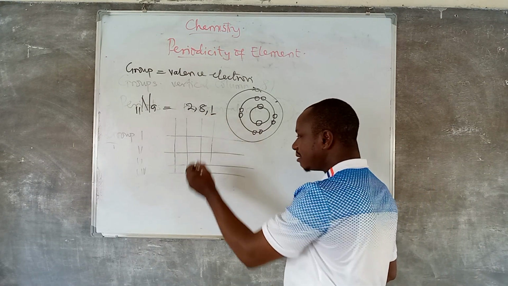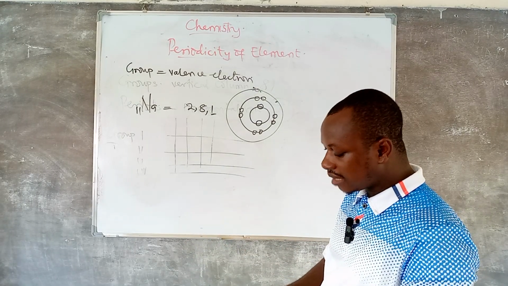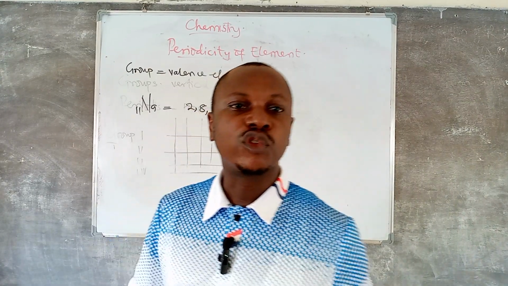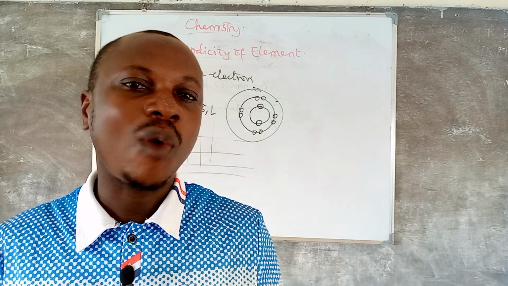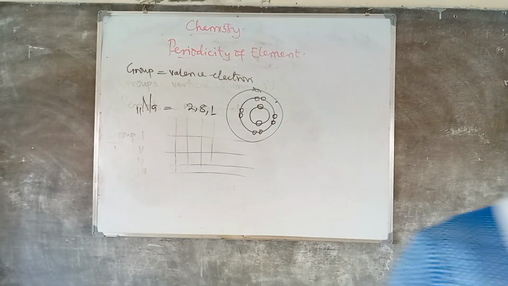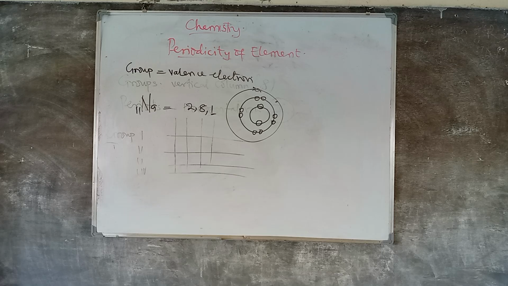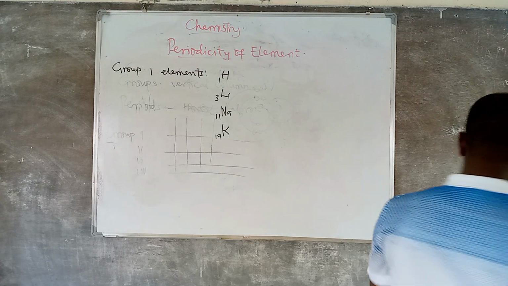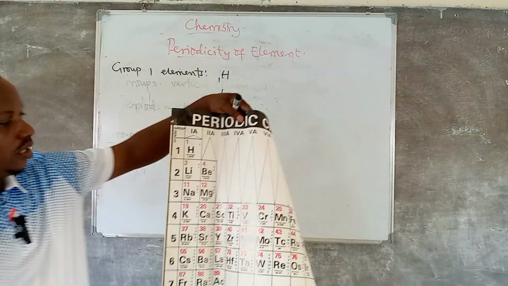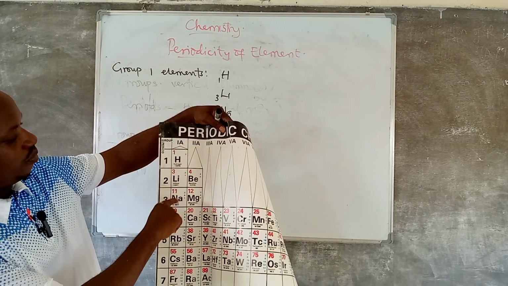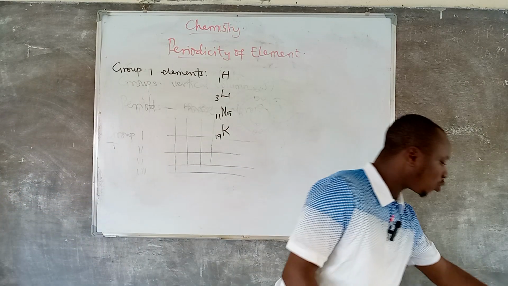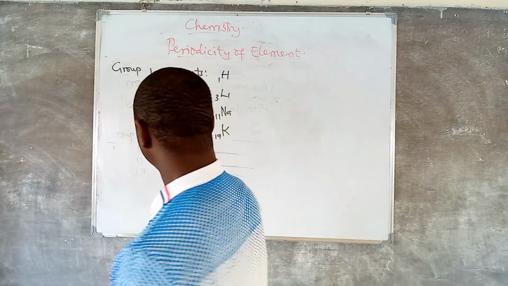So every element in the periodic table has a peculiar feature which qualifies it to stay there. Elements of group 1, all of them will have one valence electron. Four examples of elements of group 1 are hydrogen, lithium, sodium, and potassium, at least up to period 4. Let us see if actually they will have one valence electron.